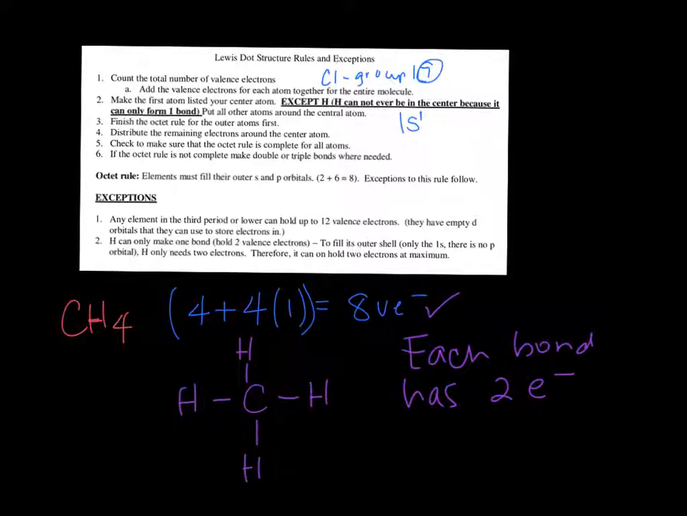Now the carbon in the middle has to have 8, just like everything else, and it's got 2, 4, 6, 8, because remember there's 2 electrons in each bond, and so carbon's octet is satisfied as well. And so this is the structure for CH4. That's it. All right, let's go to the next one.